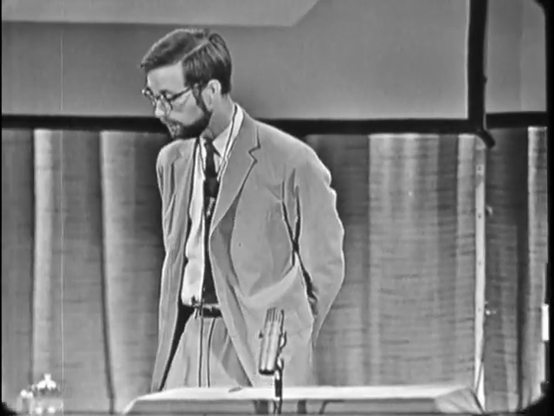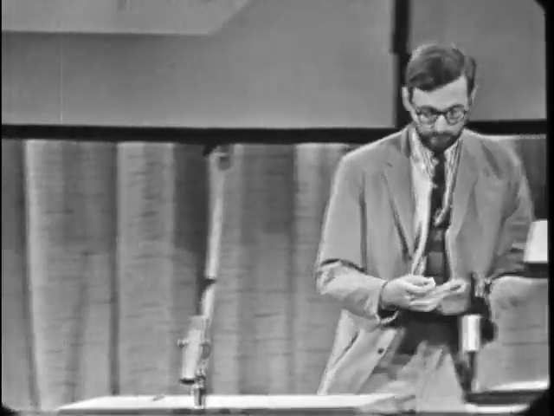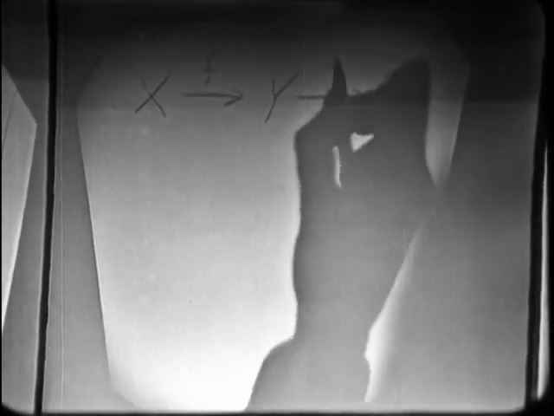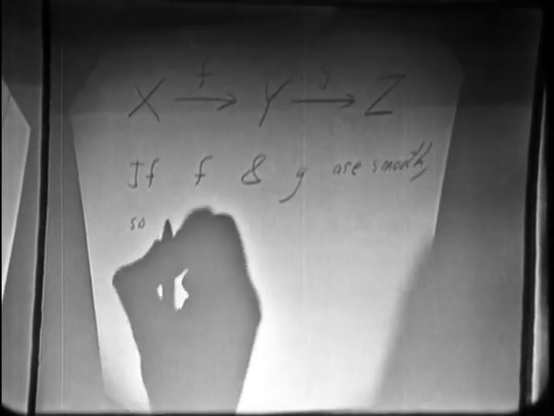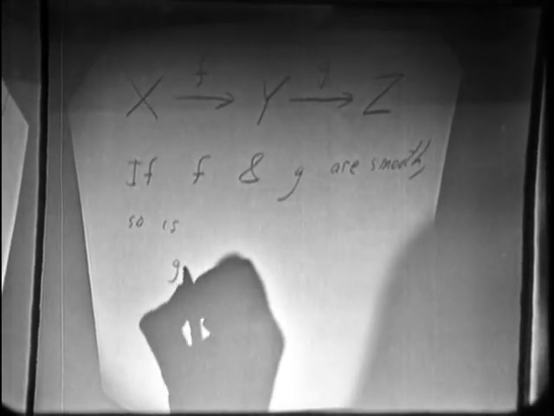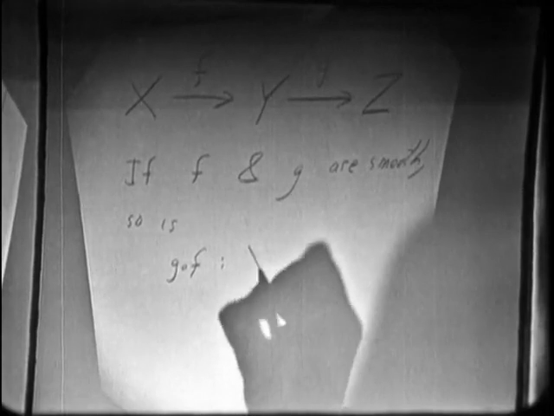And now we notice a few basic properties. The most important property is that the composition of any two smooth mappings is smooth. That is, suppose X is in one Euclidean space, Y in another Euclidean space, and Z in another Euclidean space, and we have mappings f and g. Then if f and g are smooth, then so is the composition g composed with f, which is now a mapping from X to Z.